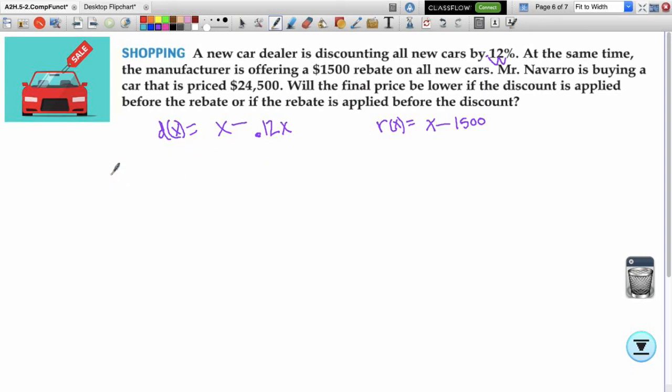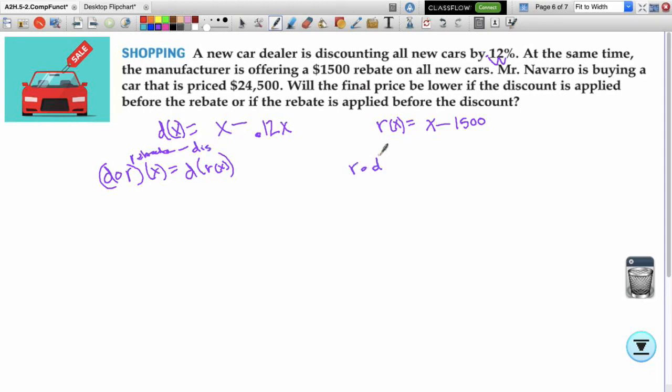We could do d of r of x, okay? And if we do d of r of x, the rebate is going to be given before the discount, right? Because we'd have d of r of x, which means we would solve the rebate first and then plug it into the discount. So this is rebate and then discount. We could do the exact opposite, right?